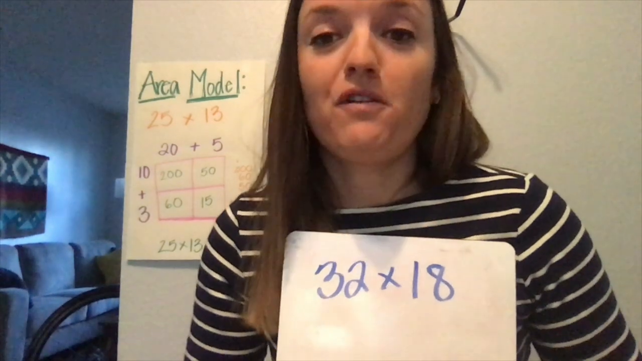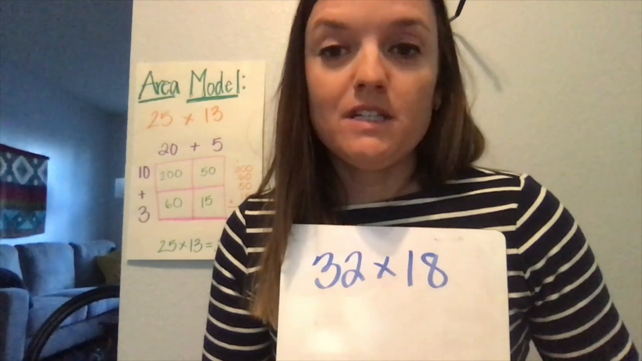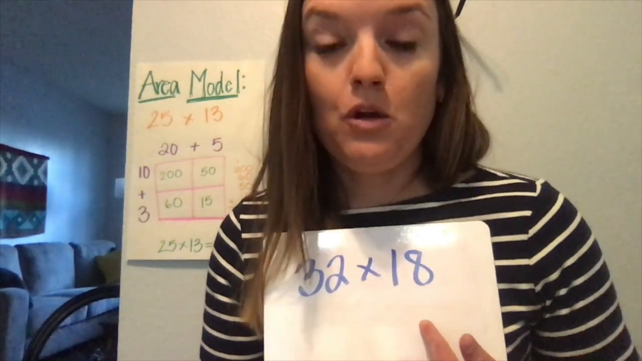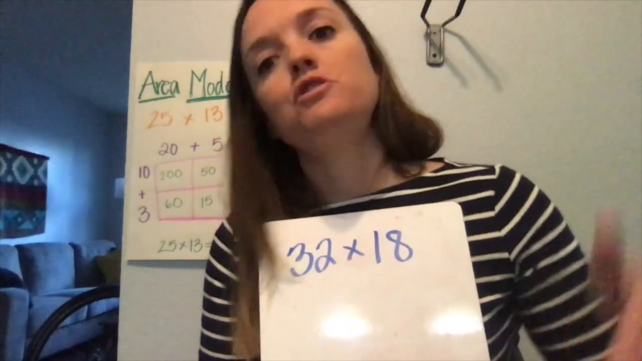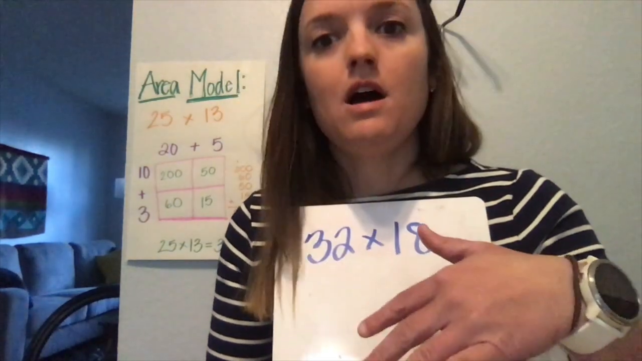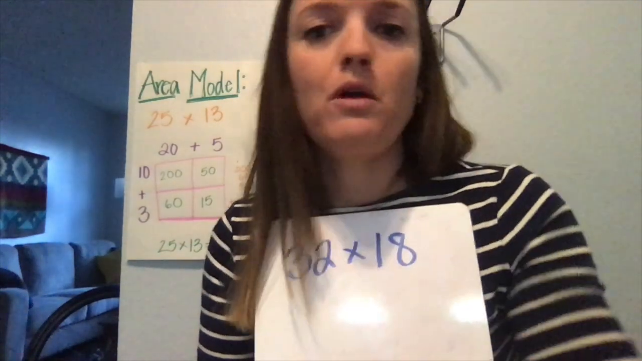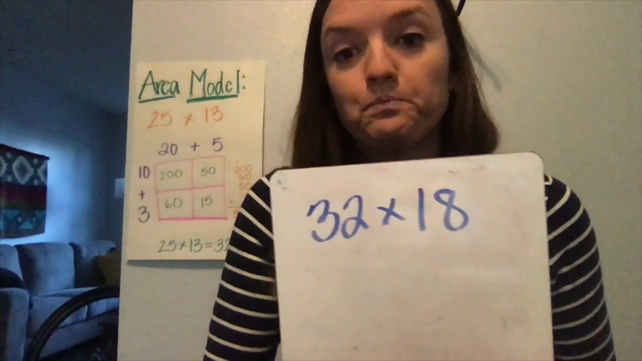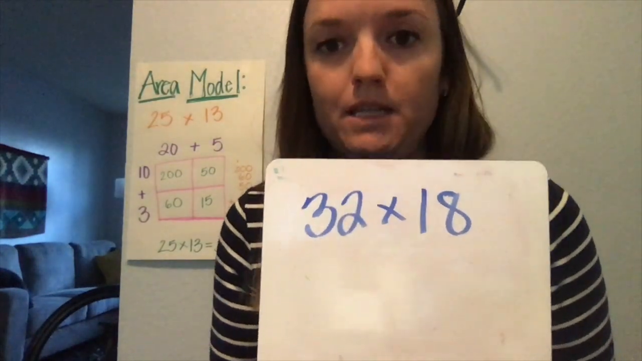So let's get started with our first problem. For this example, I'm going to use a 2-digit by 2-digit equation. At the end, I'll do an extension for if it's 3-digit by 2-digit or even 2-digit by 1-digit, just so you can see the different ways to solve it. So we have 32 times 18.